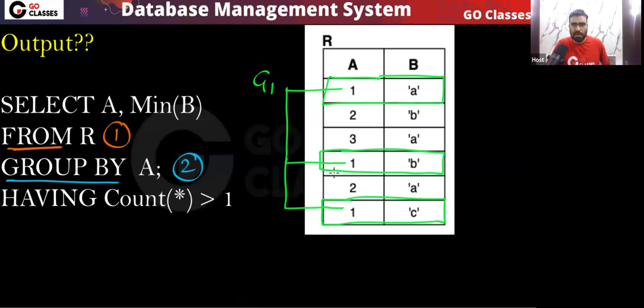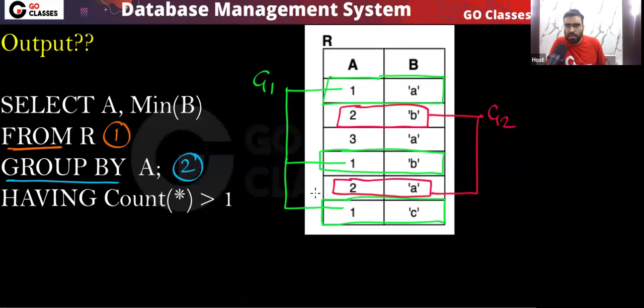Now you can see in this tuple attribute A value is 2. In this tuple attribute A value is 2. So this will be another group. This and this, they will create another group. Let's call it group G2. So this tuple and this tuple are in the same group, G2. And finally, you can easily see that this tuple will be in another group. Let's call it group G3. So three groups will be created.